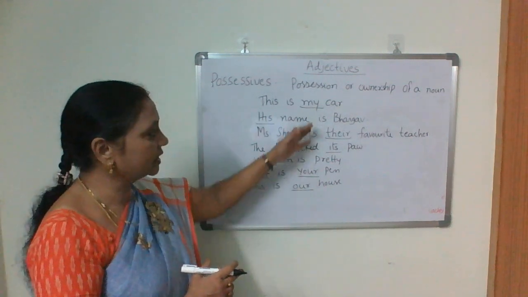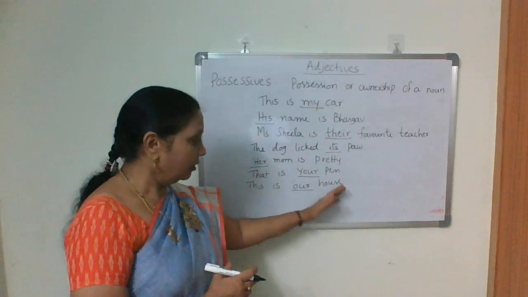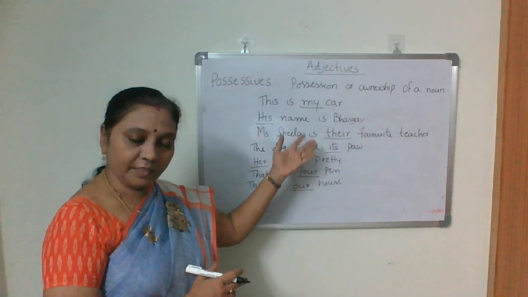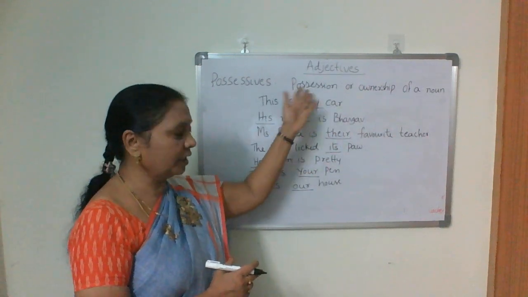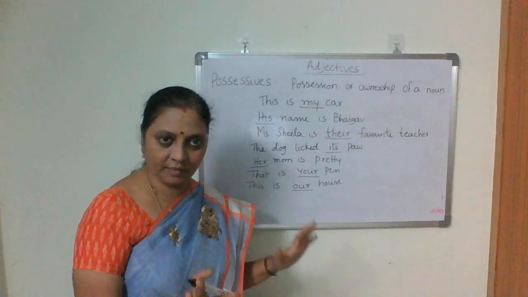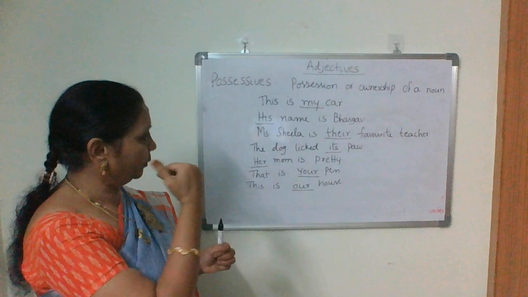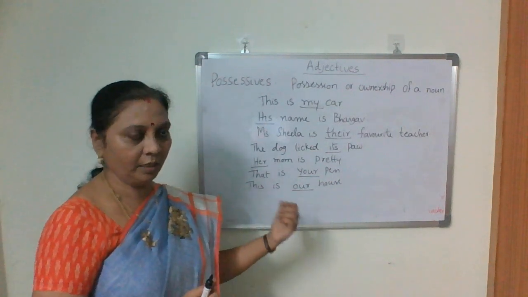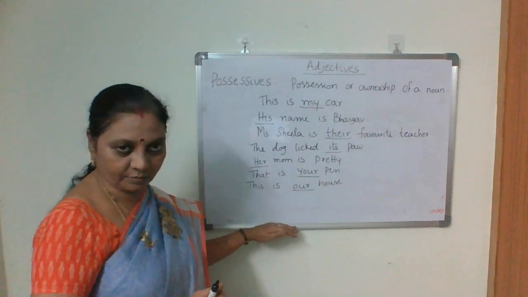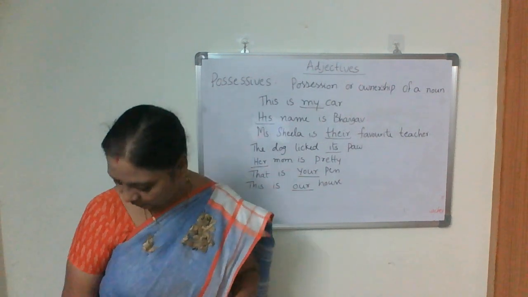So look at these examples. In all these, the adjectives are followed by nouns, or these determiners, possessive determiners, are used in front of nouns. This is the difference between personal pronouns and possessive pronouns and possessive adjectives. Okay, these are possessive adjectives. Shall we do the next one? Next adjective. Okay.